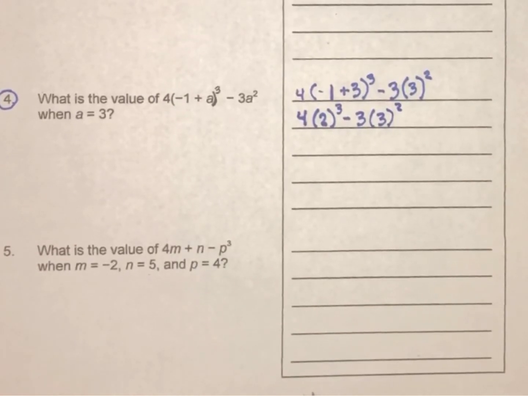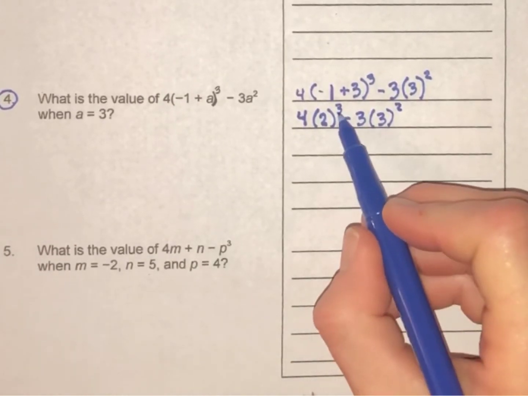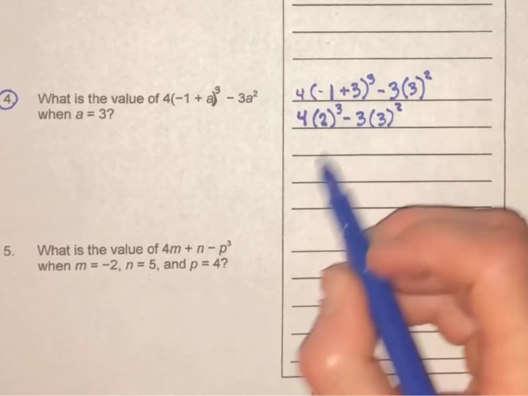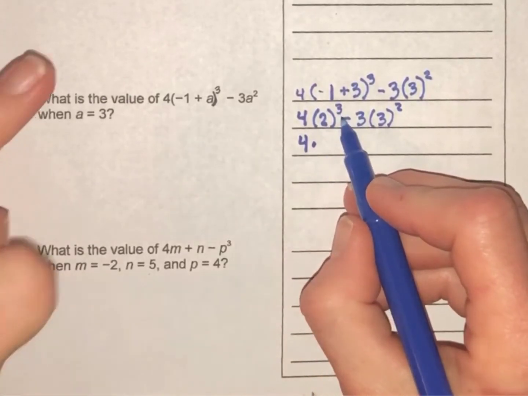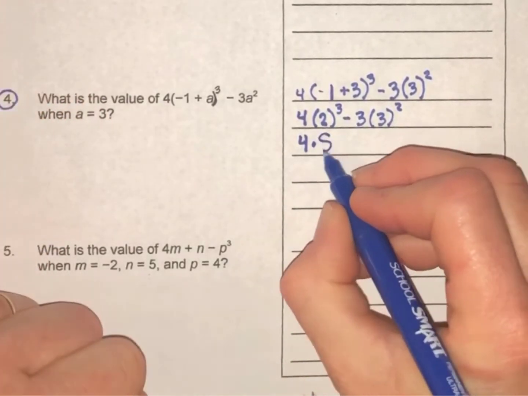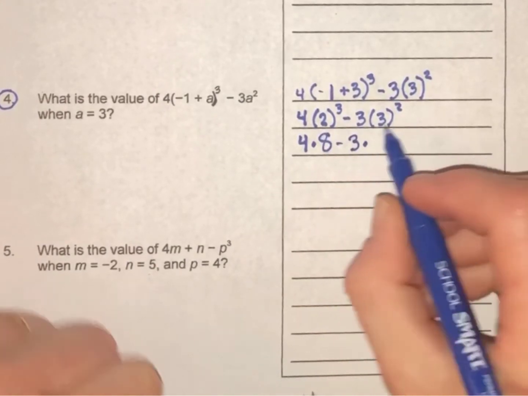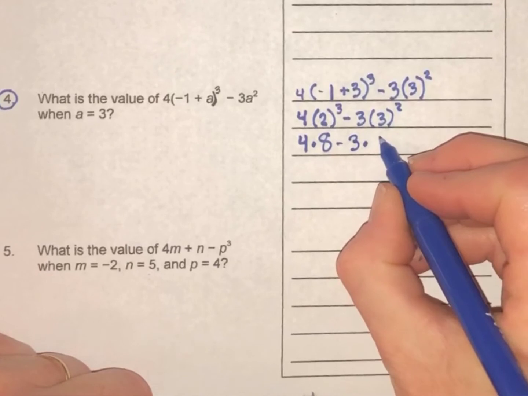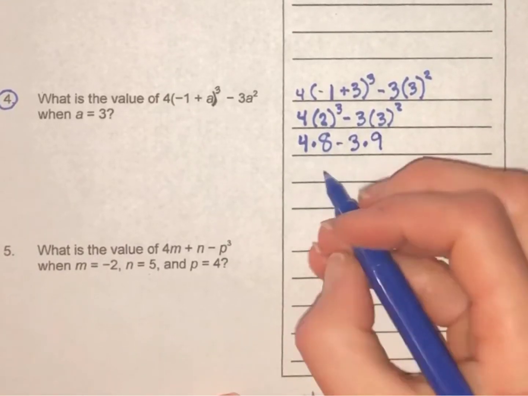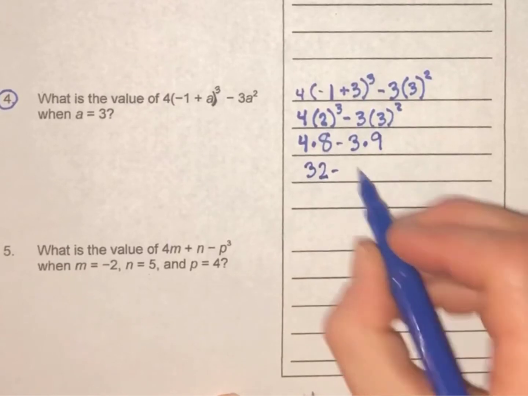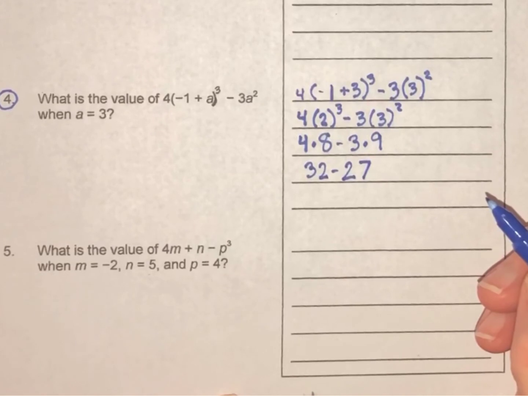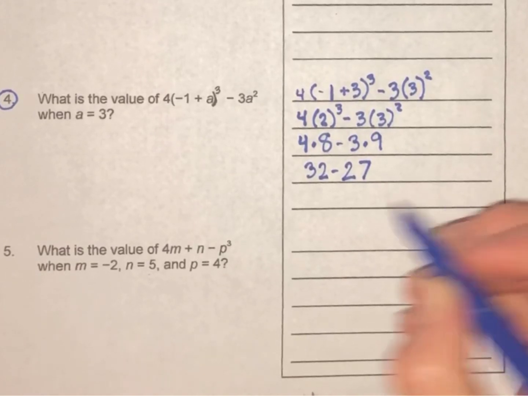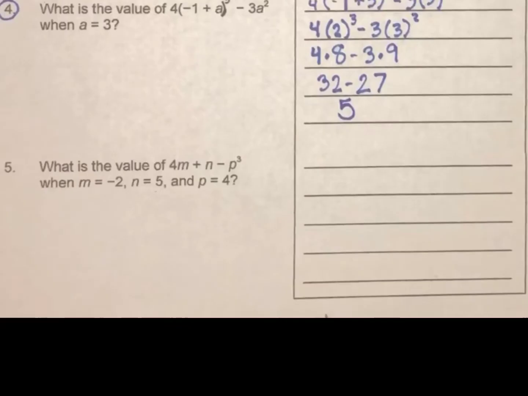Now we'll do exponents. So what's cubed? The 2 is cubed. So 4 times 2 cubed, 2 times 2 times 2 is 8, minus 3 times 3 squared is 9. There. 4 times 8 is 32, minus 3 times 9 is 27. And that is, I can count on my fingers, 27, 28, 29, 30, 31. That's 5. Boom.